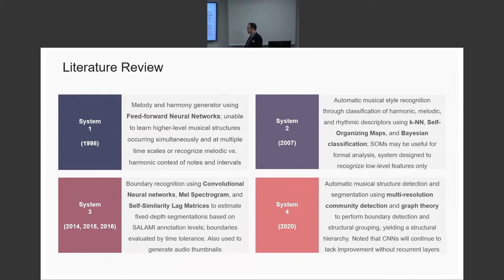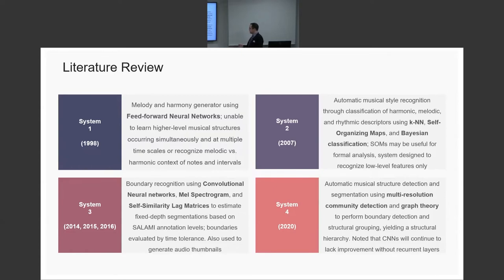features only. And then system three, these were a couple different papers that all continued off of each other. In 2014, 15, and 16, this is mostly boundary recognition using convolutional neural networks, the MEL spectrogram, and self-similarity lag matrices to estimate fixed depth segmentations based on the SALAMI dataset annotation levels. And the boundaries were evaluated by time tolerance. This is a similar approach I did for evaluating my own peak picking algorithm. This was also used to generate audio thumbnails.